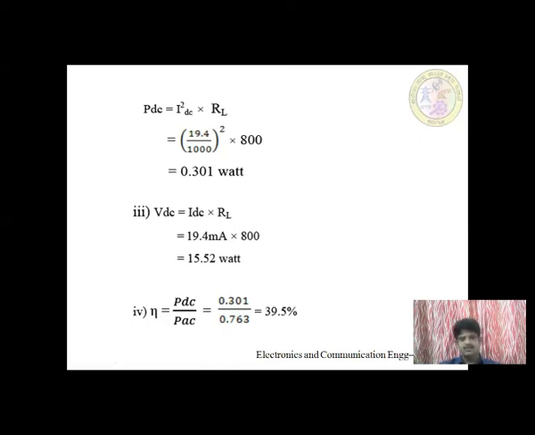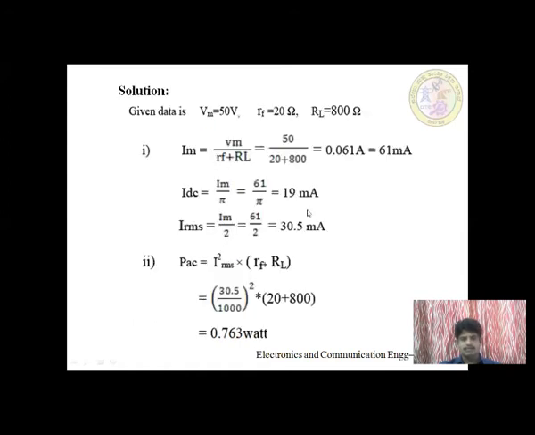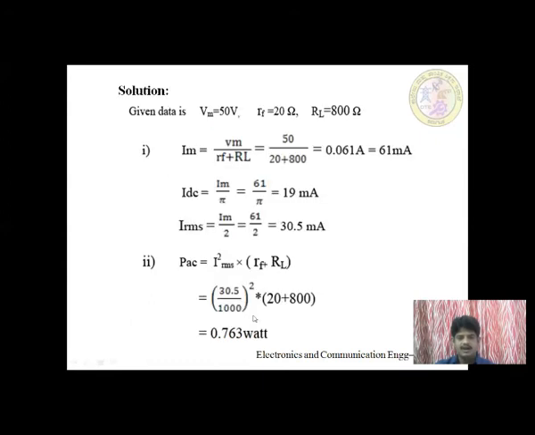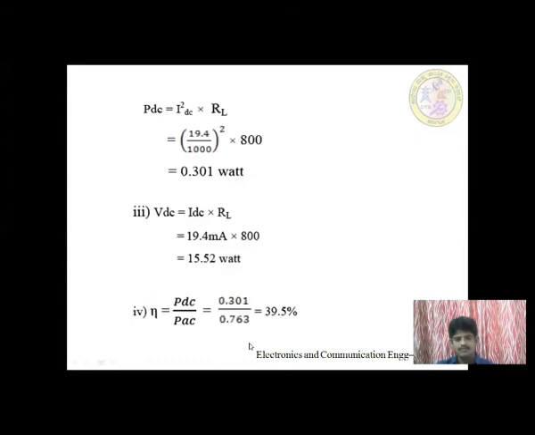Next we have to calculate the DC voltage. DC voltage is equal to IDC into RL. IDC is 19.4 milliamps, RL equal to 800 ohm. When you calculate this, you will get 15.52. Next, efficiency, PDC by PAC. PDC we got 0.301 watt and PAC is 0.763 watt. When you substitute these two and calculate, you will get 39.5%. This is the efficiency. So these are the things to calculate, and we have got the answer for all the problems.